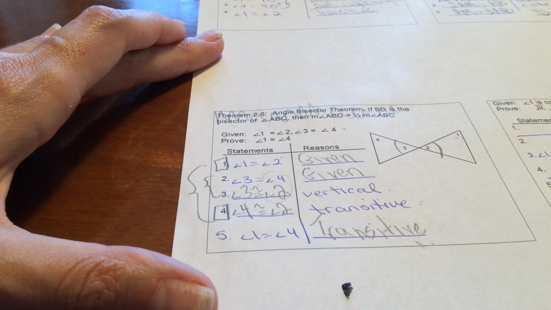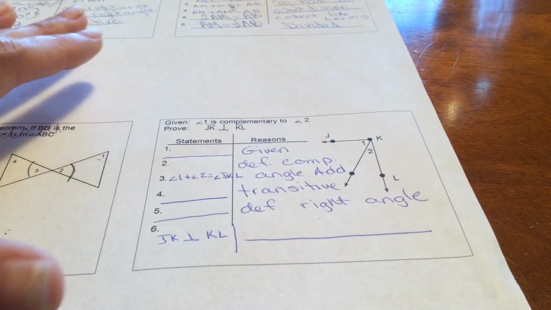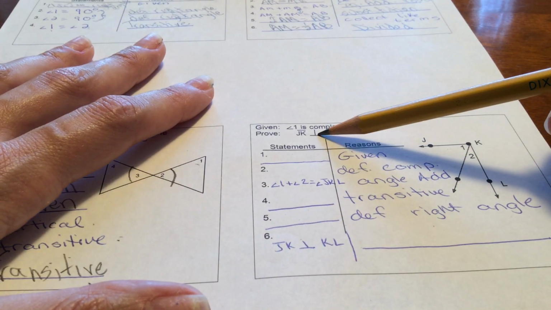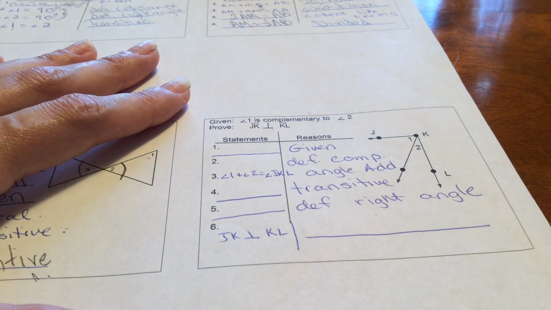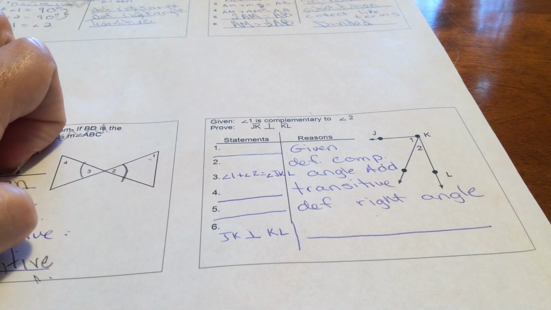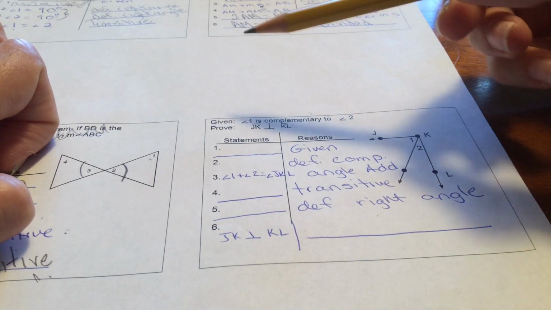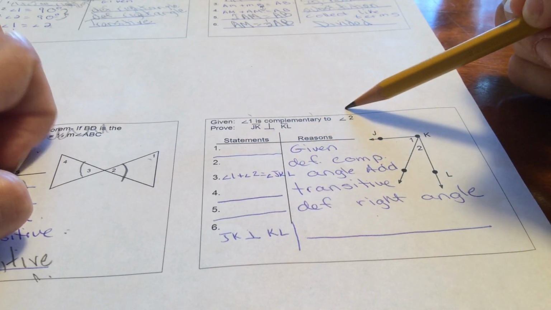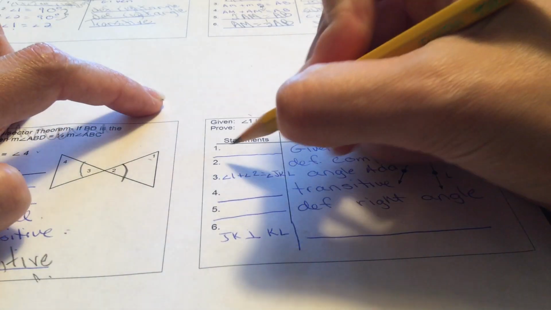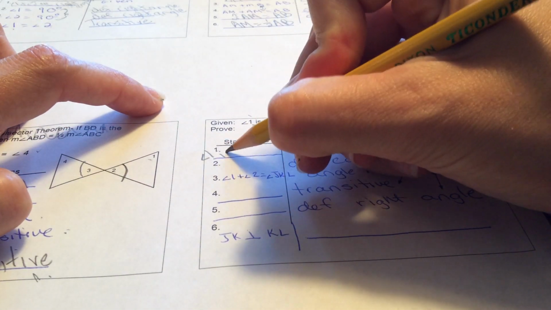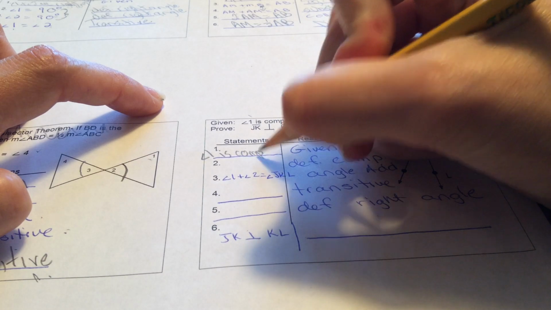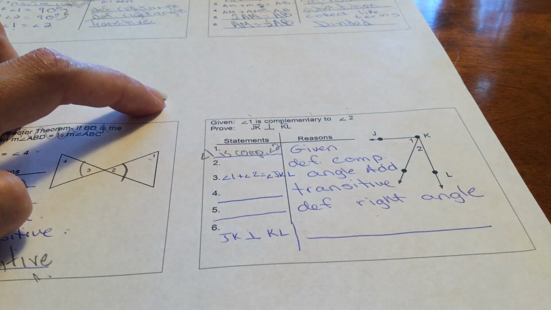All right, last example. This is a good one because it involves perpendicular, right angle, complementary, so it involves a lot of words. The first statement we have is the given. So we have angle 1 is complementary to angle 2. So here's 1 and 2. Angle 1 is complementary to angle 2.